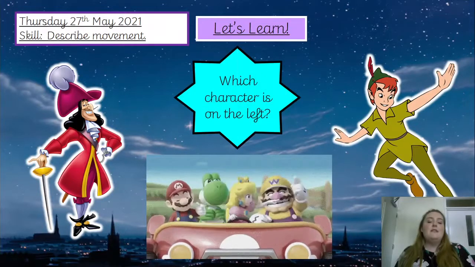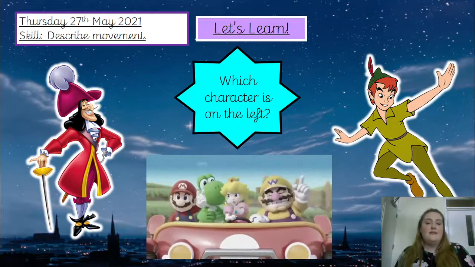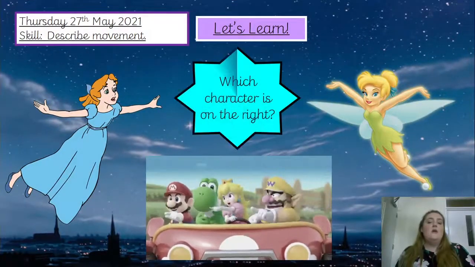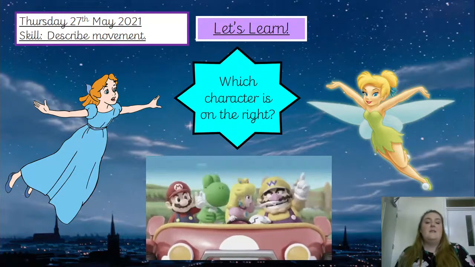Which character is on the left? Is it Captain Hook or is it Peter Pan? Well done, Captain Hook is on our left. What about now then? Is it Wendy or Tinkerbell? Which character is on the right? Well done, Tinkerbell is on the right.